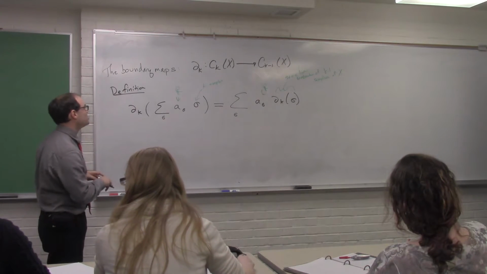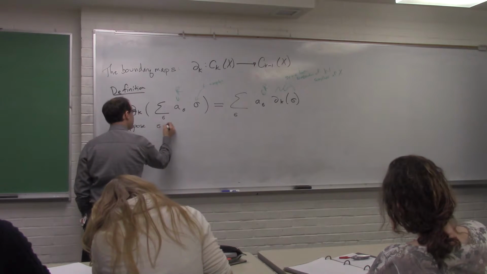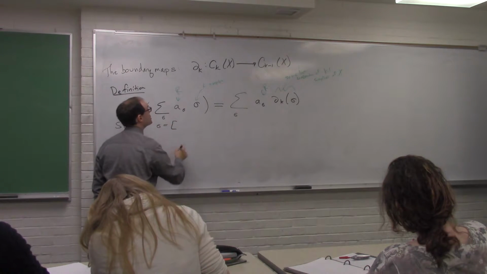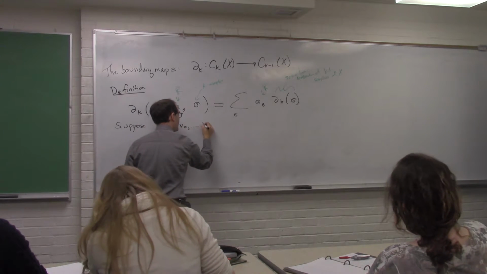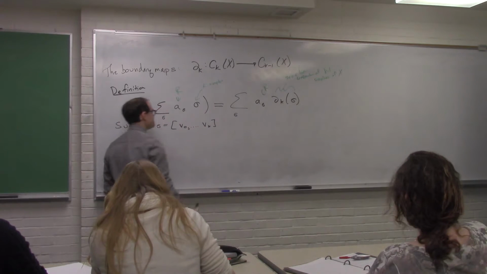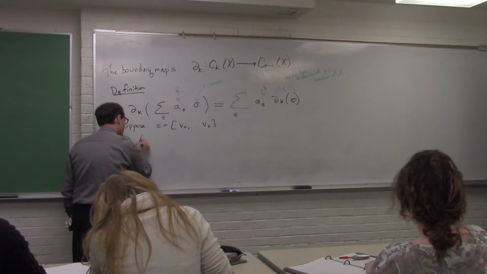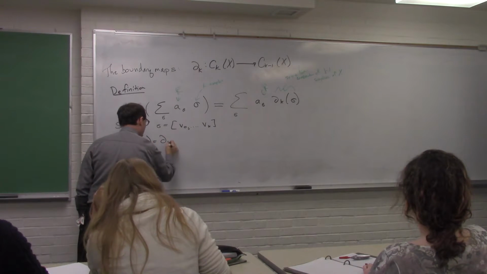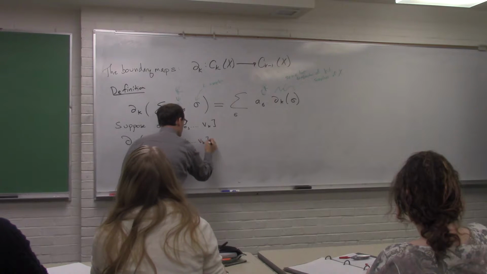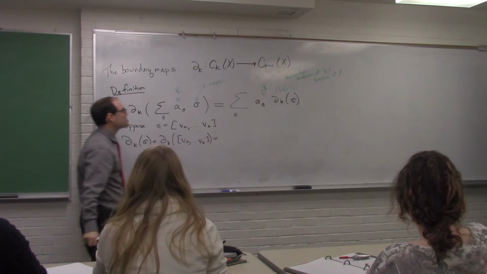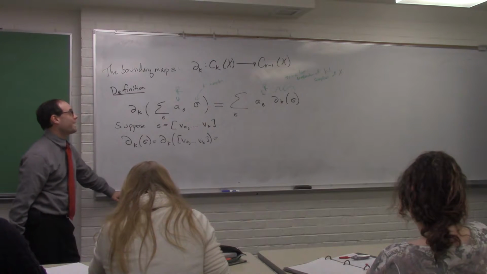Okay, so now let me do that. Suppose sigma is now an ordered list, a k-simplex, there are k plus 1 vertices, v0 up to vk. Ordered list. Now, boundary k of sigma is boundary k of this ordered list. And now I need to tell you what that is. And remember I said it's a linear combination of some of the k minus 1 simplices that live in X.